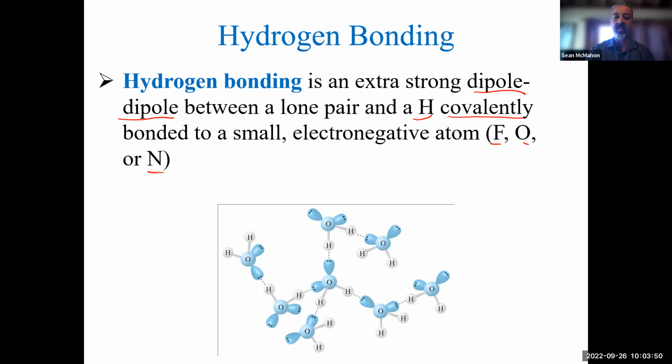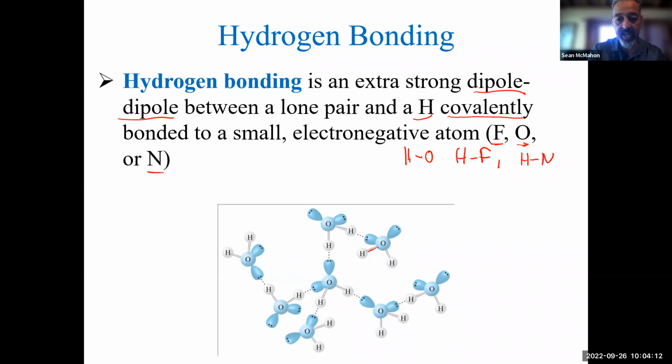And we see this in the example with water. We have hydrogen bound to a really small oxygen. Remember, fluorine, oxygen, or nitrogen. So basically you have to have hydrogen bound to one of these.